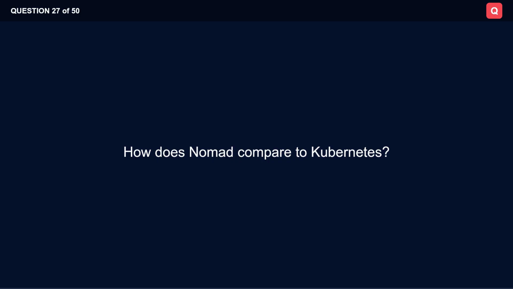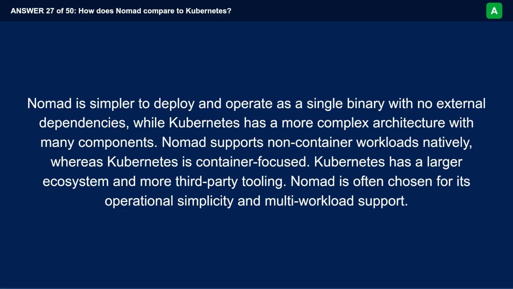How does Nomad compare to Kubernetes? Nomad is simpler to deploy and operate as a single binary with no external dependencies, while Kubernetes has a more complex architecture with many components. Nomad supports non-container workloads natively, whereas Kubernetes is container-focused. Kubernetes has a larger ecosystem and more third-party tooling. Nomad is often chosen for its operational simplicity and multi-workload support.